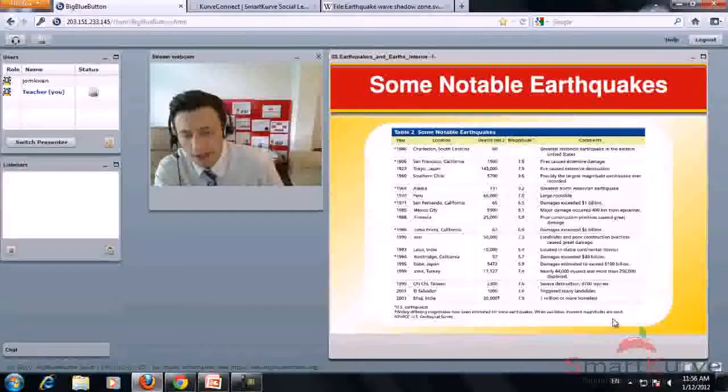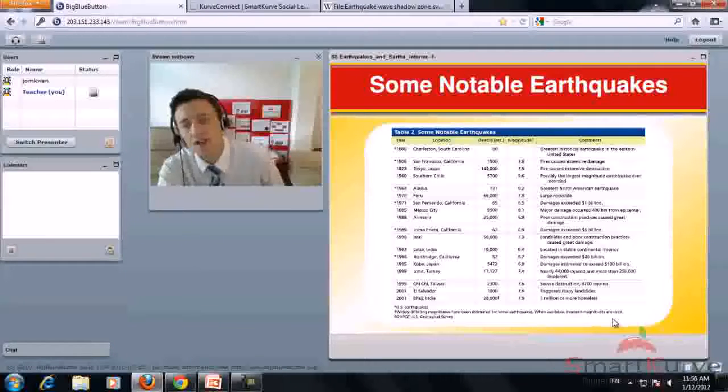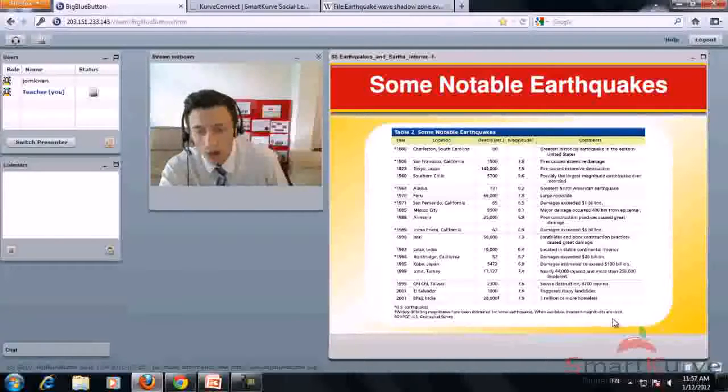On the next page, we can see a list of notable earthquakes. This chart is rather small, but I want you to notice a couple of things about this. Notice how many of those earthquakes are in California in the United States. 1906, 1971, 1985, 1994. That was a very famous earthquake when I was growing up. The San Francisco Northridge quake.